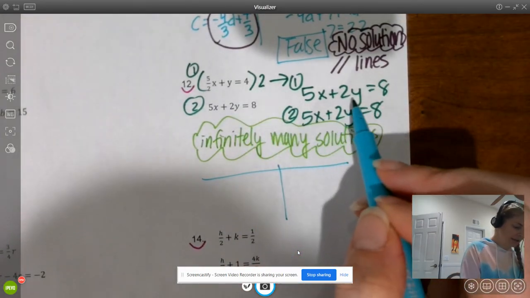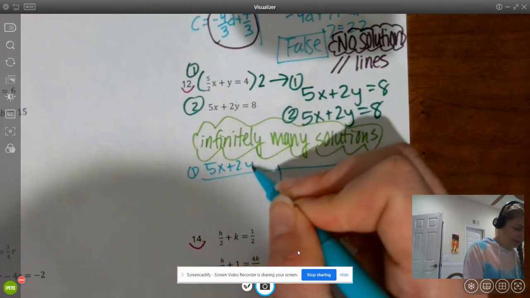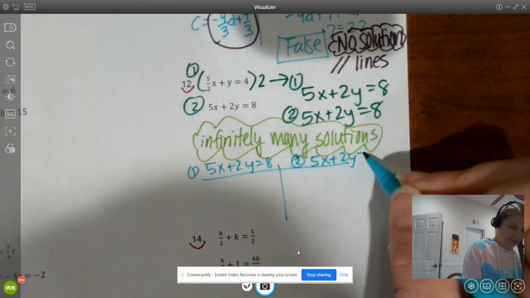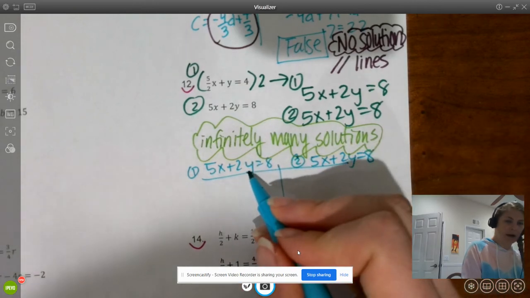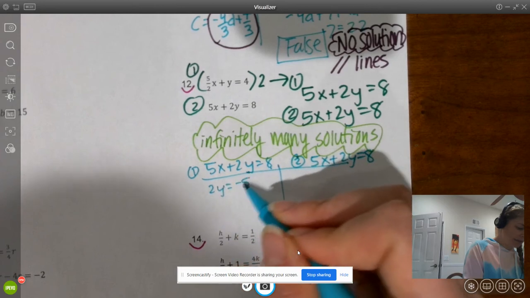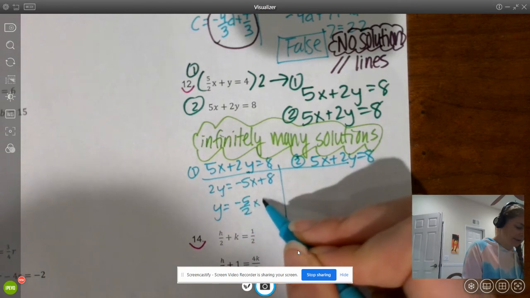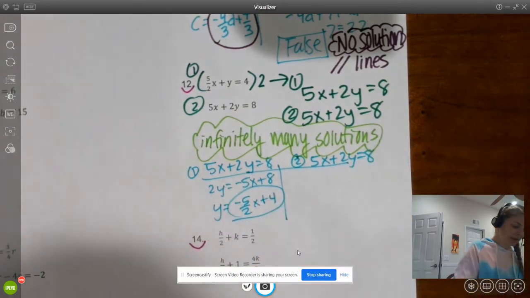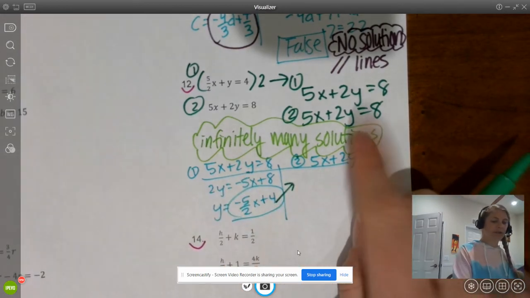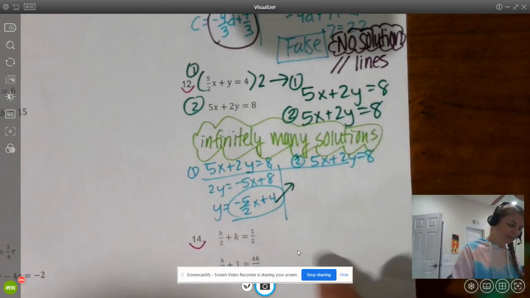I'm going to use equation 1, 5x plus 2y equals 8, and equation 2, 5x plus 2y equals 8. I'm going to isolate y since 8 is divisible by 2. And I'll have 2y is equal to negative 5x plus 8. And then when I divide by 2, y is equal to negative 5 halves x plus 4. So then when I substitute that into the other side, and again, you don't have to show this work if you already saw it was infinitely many solutions because you manipulated them to rewrite them as the same equation.